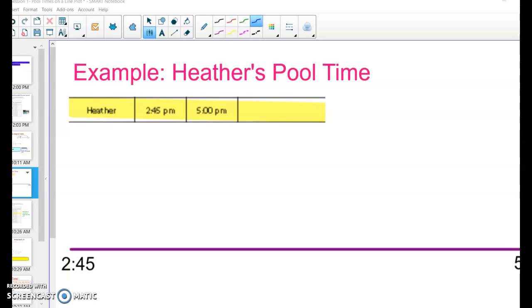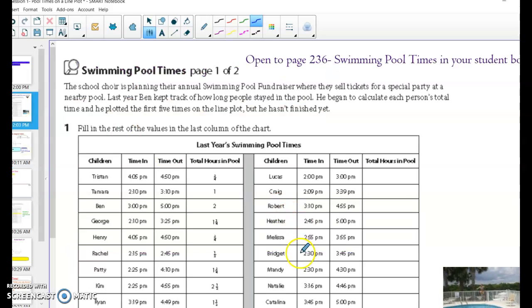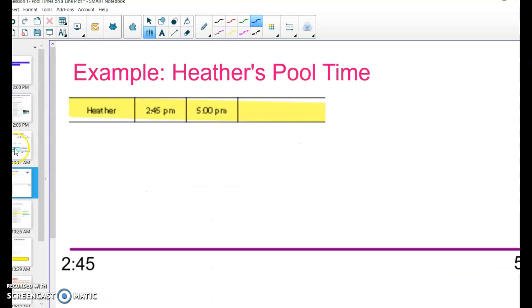Okay, fourth graders, today we are going to work on an example before I let you get going, okay? If you're on page 236 in your student book, we are going to be looking at Heather's example, okay? I highlighted it here on our slide that we're going to be working on.